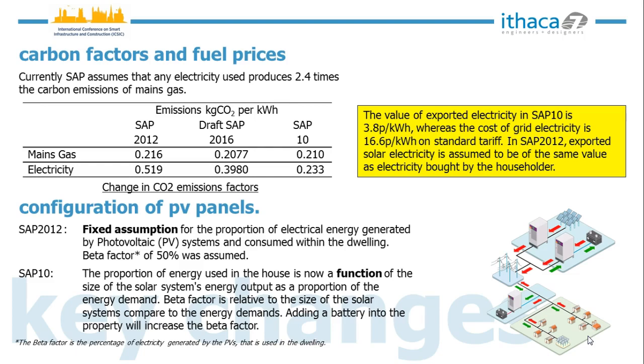There is a beta factor, which is the percentage of electricity generated by the PVs that is used in the dwelling. That means SAP10 effectively drives you towards each dwelling having its own small PV system, rather than a block of flats having one central PV array, which could potentially be non-commercial.